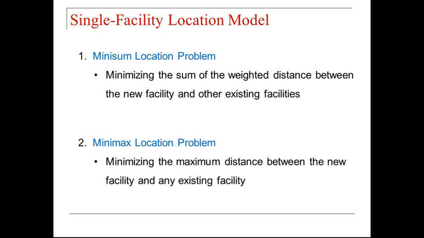The second approach looks at the maximum distance between the new facility and the existing facilities. You can think about this type of problem if you want to locate, let's say, a fire station. You want to minimize the maximum distance between the new facility and the existing ones, because you want to be able to get to multiple locations in the minimum time. So you want to shorten those distances. That's why we make those differences.